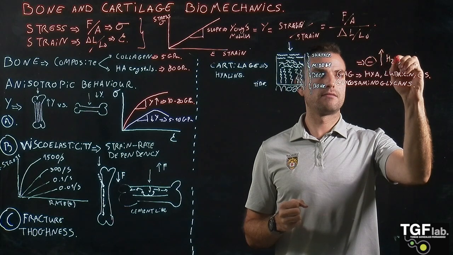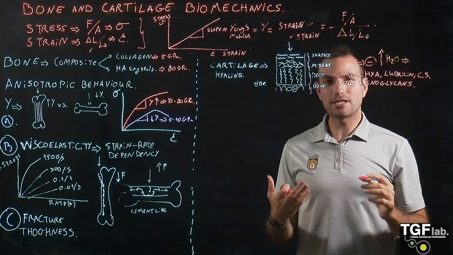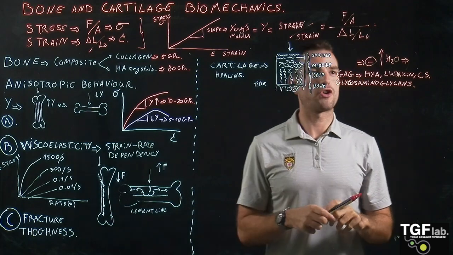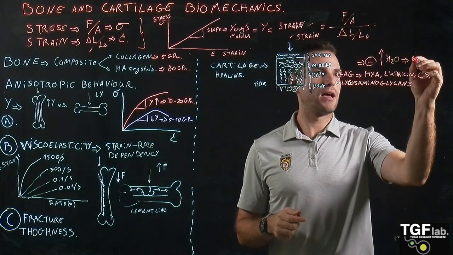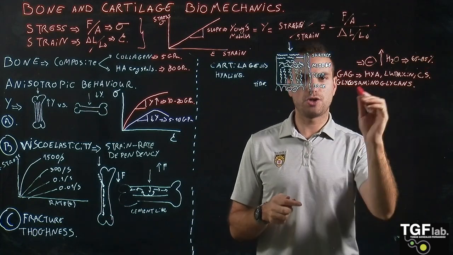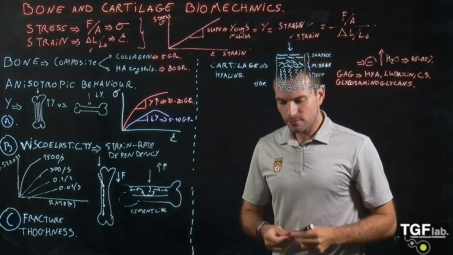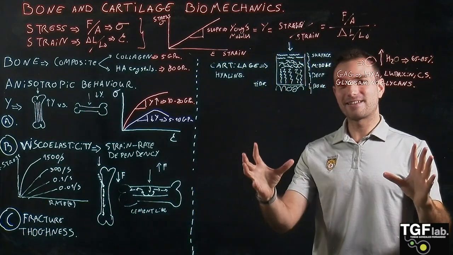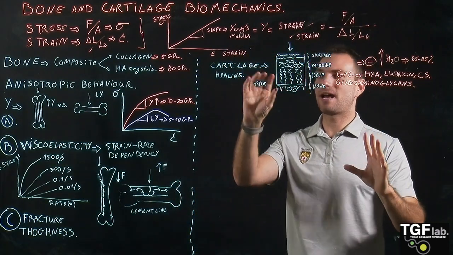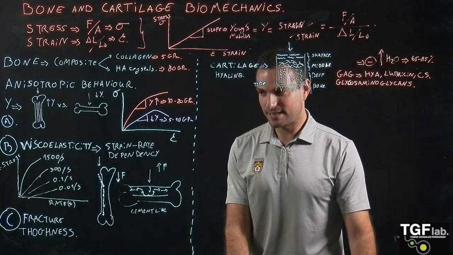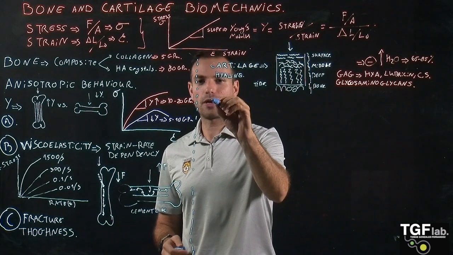And this is the reason why the major component of our cartilage is water. So our cartilage is 65 to 85% water due to these GAGs. Okay, so let's continue with the different mechanical tests that we can perform to analyze the mechanical properties of cartilage. The first test that we can perform is the creep test.